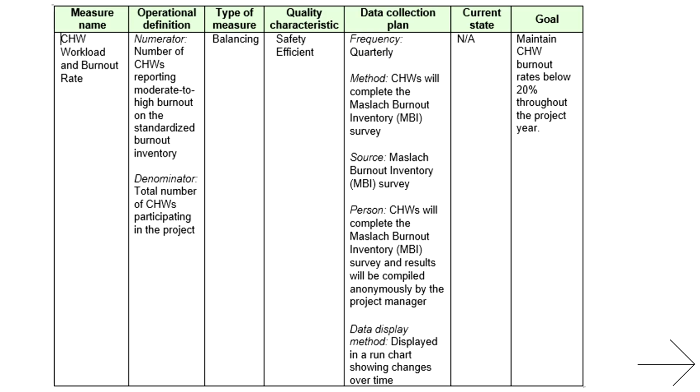Workload and burnout rate. The project also monitors the number of community health workers reporting moderate to high burnout, aiming to maintain burnout rates below 20% throughout the year. Data is collected regularly through electronic health records, standardized tracking logs, and surveys. These measures help ensure the project's effectiveness, safety, and efficiency, and guide ongoing improvements to healthcare access and outcomes for underserved communities.